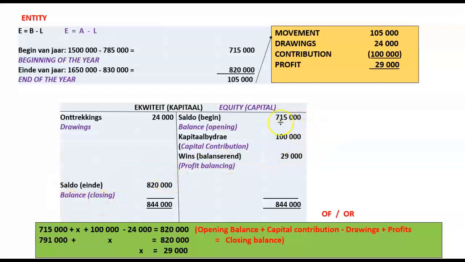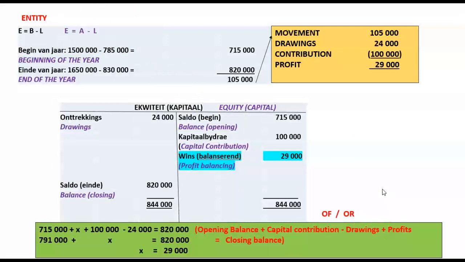He has made an additional capital contribution of 100,000 Rand for the year. He also made withdrawals during the year of 24,000. So therefore, if I just balance off the account, my balancing figure is going to be my profit for the year, and that being 29,000 Rand. That was one way to arrive at the answer.